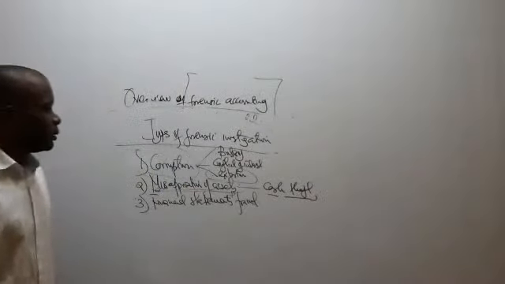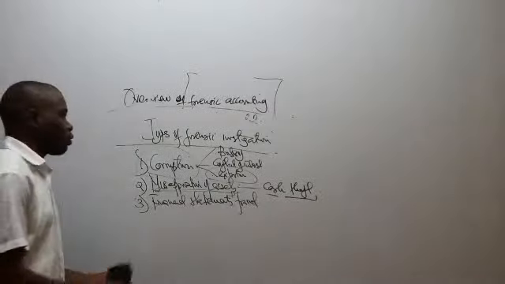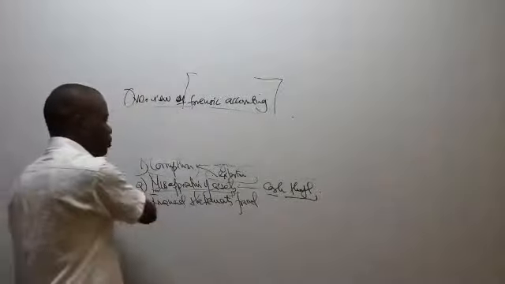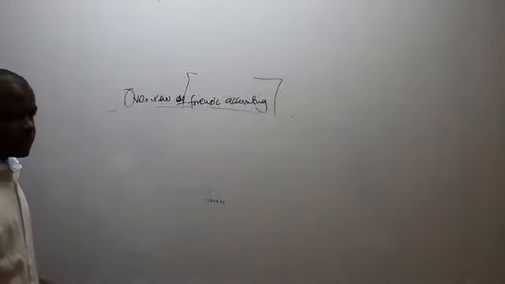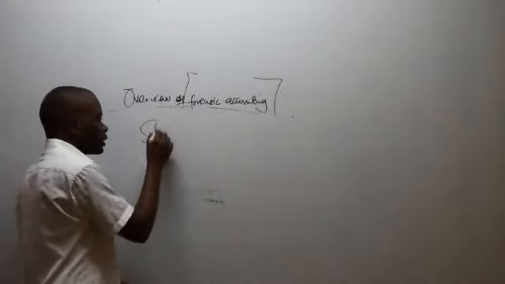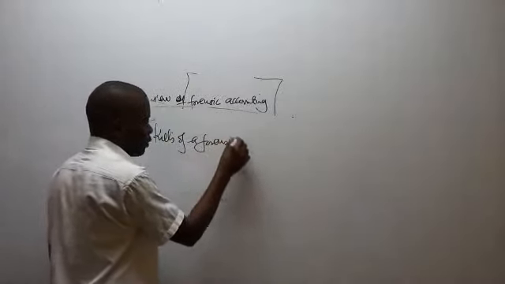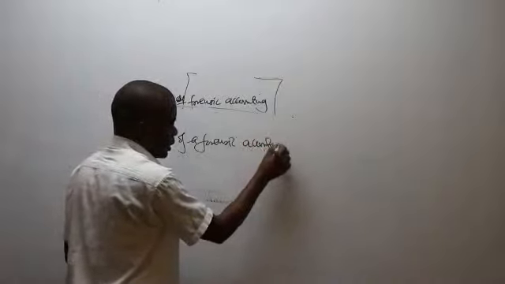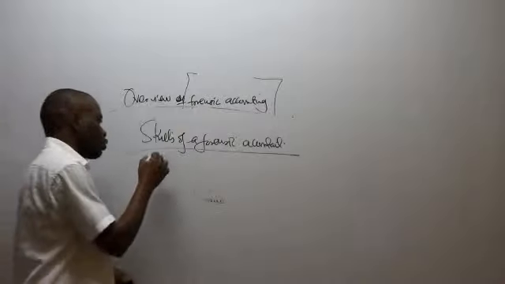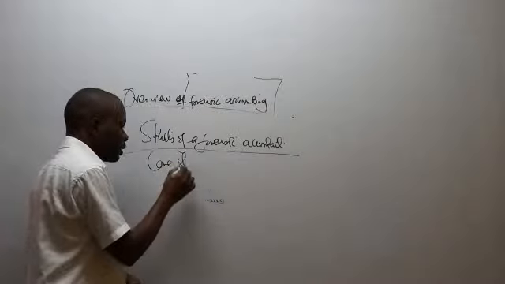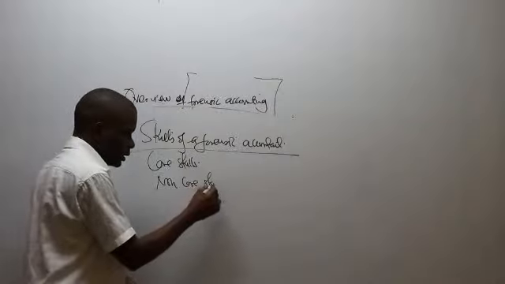So we're saying that this work will be carried out by a forensic accountant. Among the core skills that this forensic accountant should have, there are two major categories. What skills should he actually have? They can be categorized into two: core skills, the major skills, and non-core skills.